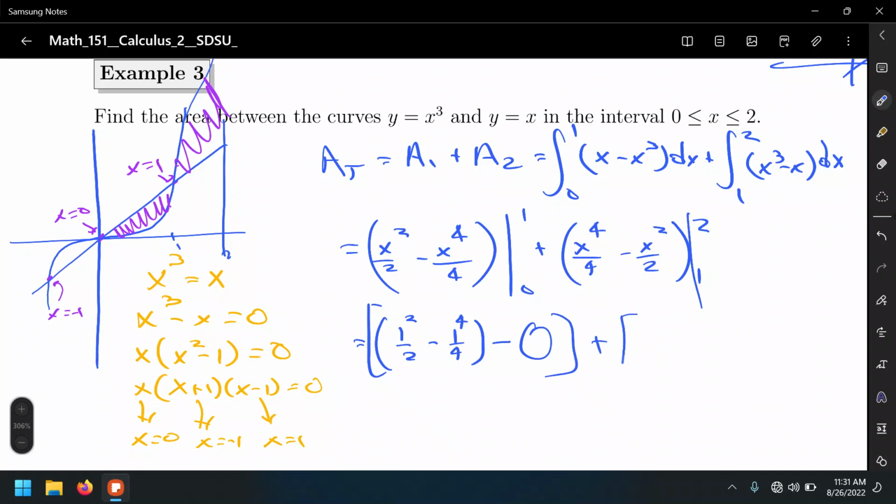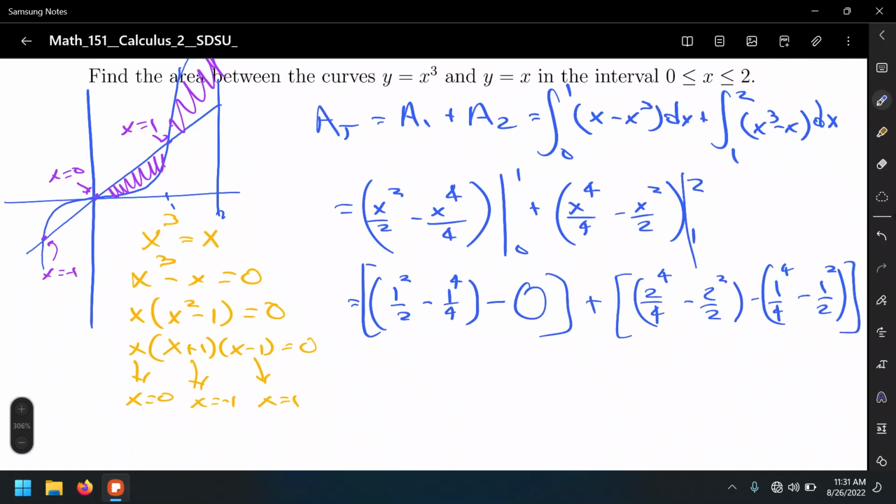And then that plus 2 to the 4th over 4 minus 2 squared over 2, and then minus the lower limit, that's 1 to the 4th over 4 minus 1 squared over 2. Okay, and let's just simplify this. So this is going to be 1/2 minus 1/4. But well, to combine these fractions together, isn't 1/2 the same as 2/4? And 2/4 minus 1/4 is 1/4. Then 1/4 minus 0, so that's what remains from the first group of brackets here.